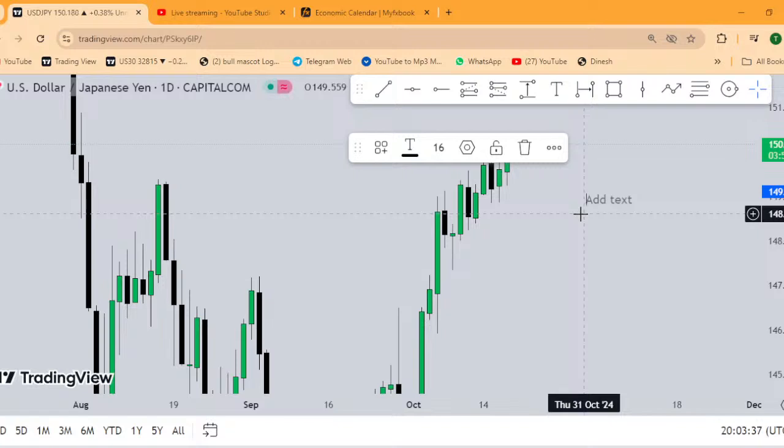So market direction, that is a combination of bias and narrative. Then the entry criterion.